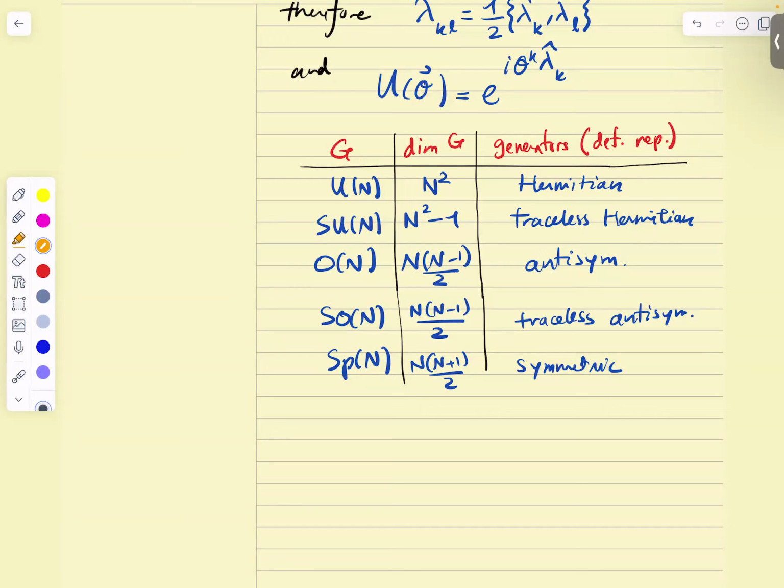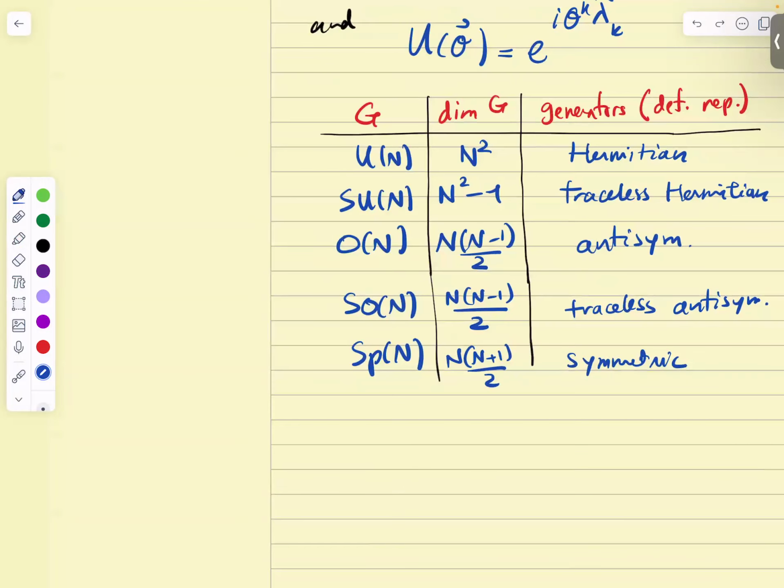SO(N) has n times... Wait a second. There's a typo there. This one is plus. Is that right? No, wrong. They have the same number of parameters. Sorry about that. That was a silly mistake. So they both have n times n minus 1 over 2. What's the difference? One of them has two disconnected components.